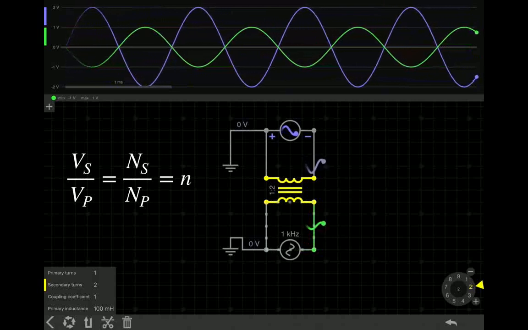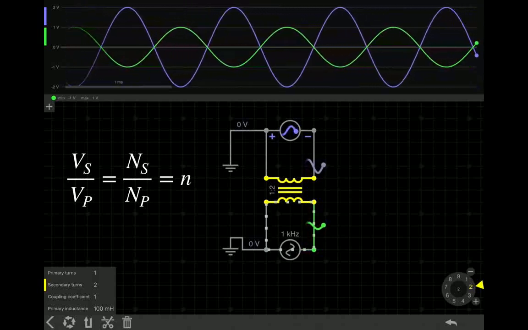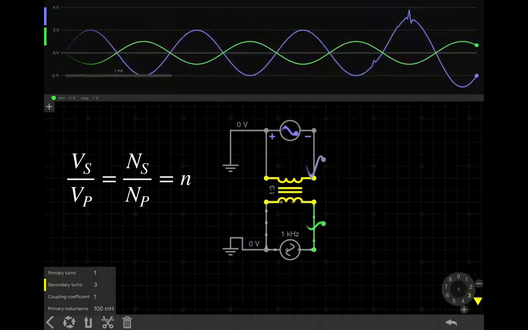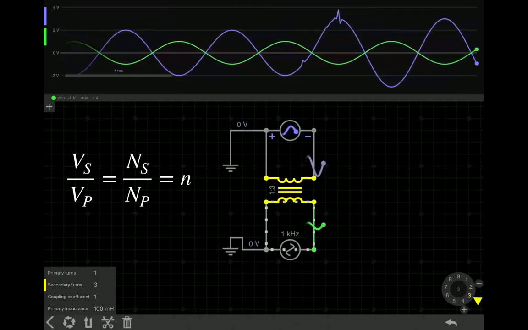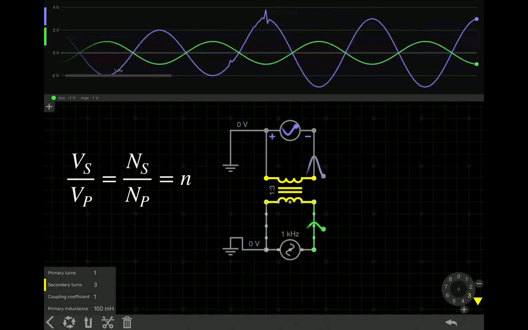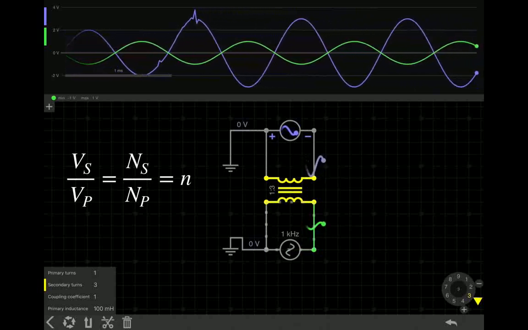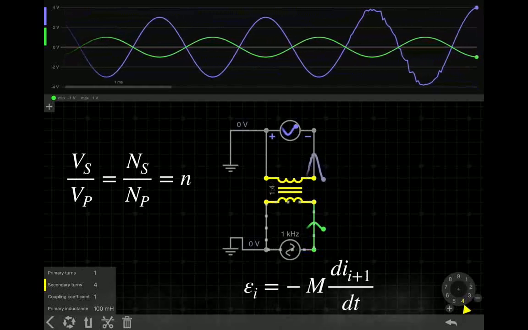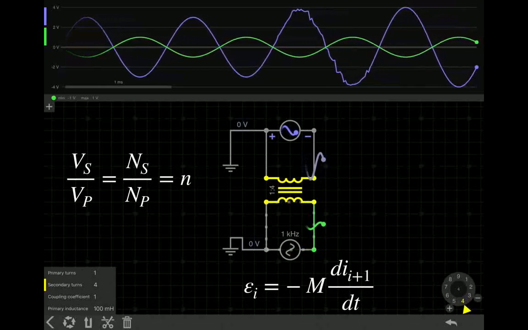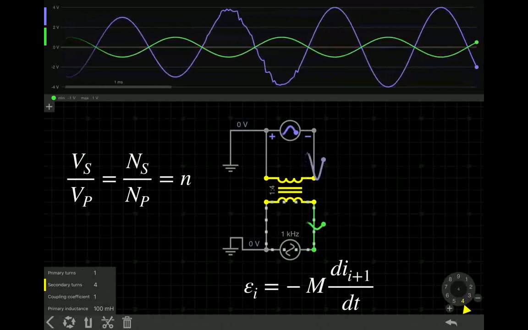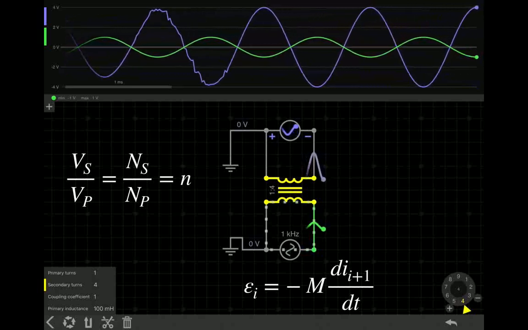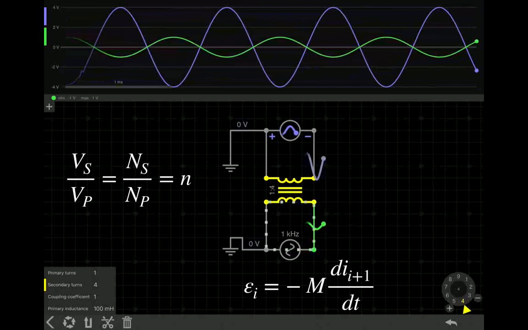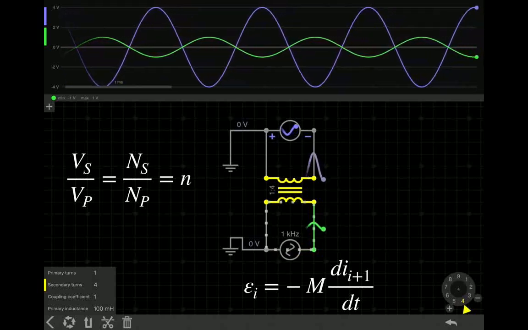This implies that all the magnetic field lines induced in the primary coil will go through the secondary coil. We also note that the two voltages are 180 degrees out of phase, something that is essentially supported by the minus sign in Faraday's law and the mutual inductance. Now take a moment to absorb this visual information, and if needed, have the animation loop back and forth.